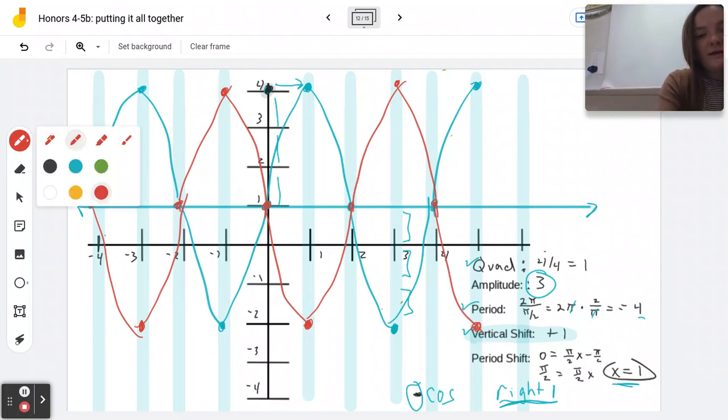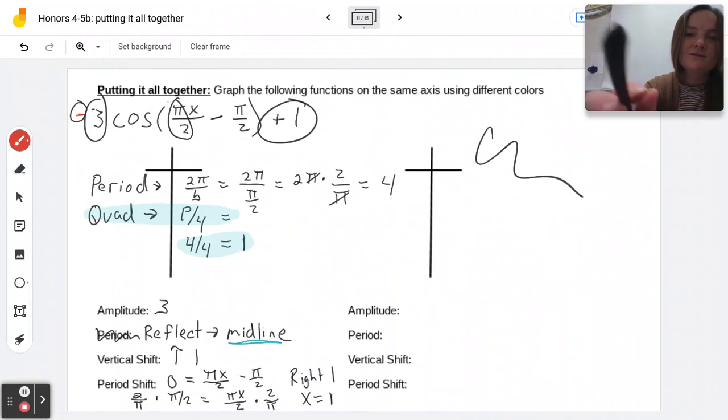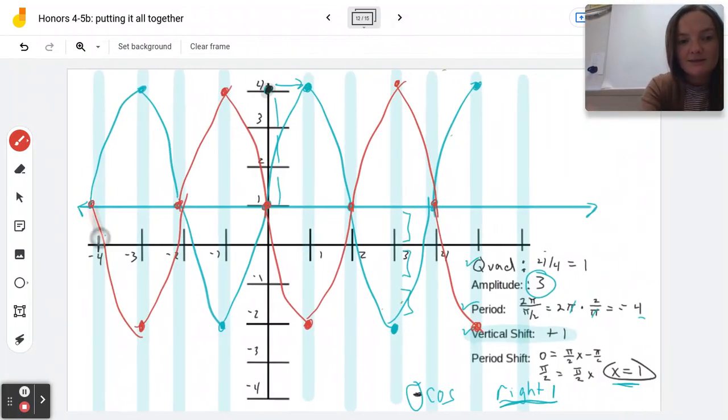like this. So our total answer for this crazy problem of negative cosine of pi over 2 x minus pi over 2, plus 1 is going to look like this. So it's the red graph right here. Took a lot of work, but definitely doable.